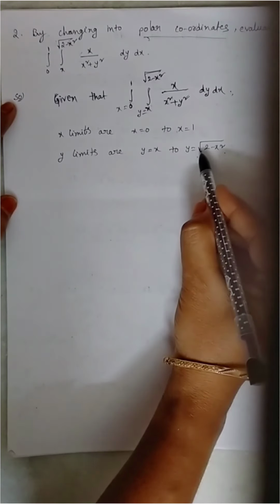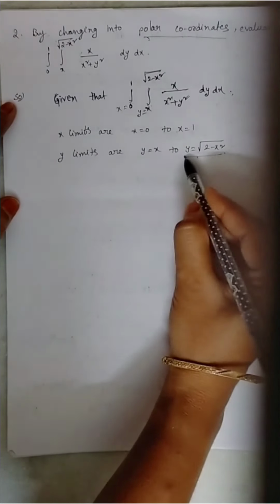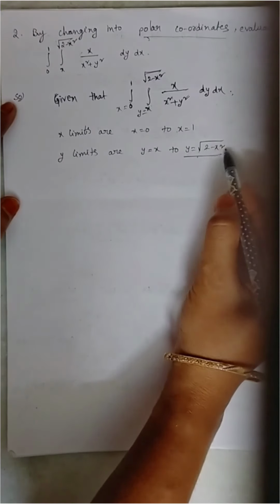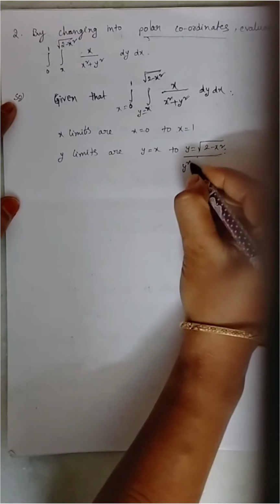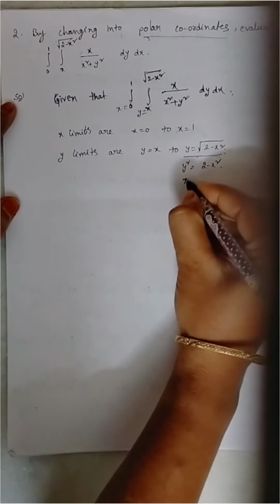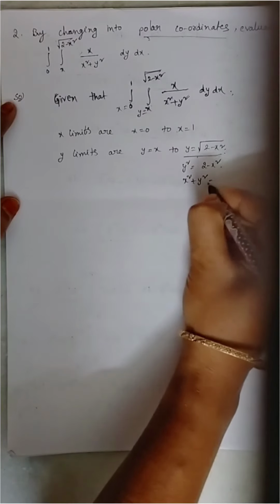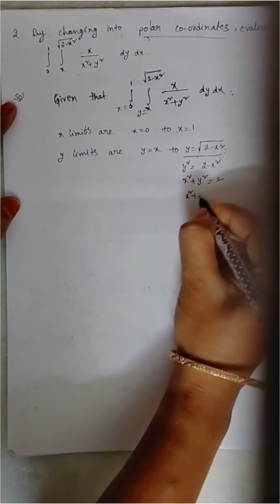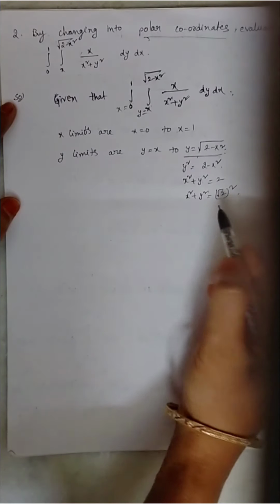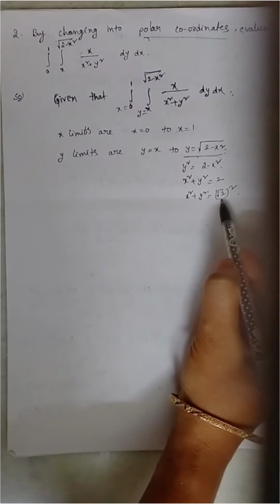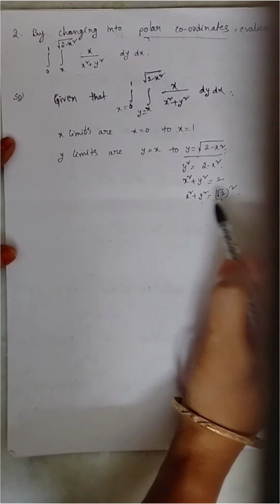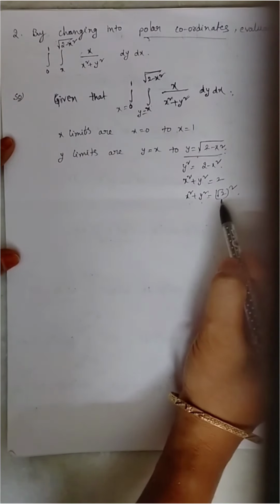Observe this limit is under the square root, root of 2 minus x square. If you take the squaring on both sides, y square equals 2 minus x square. Therefore x square plus y square equals 2, x square plus y square equals root 2 whole square. This means the circle with center 0, 0 and radius root 2.